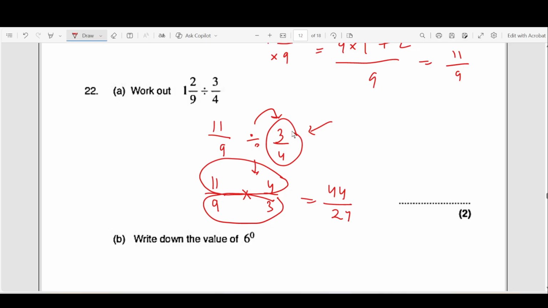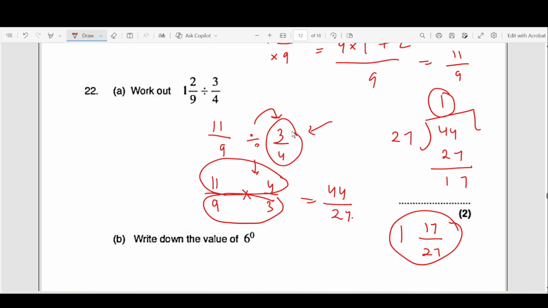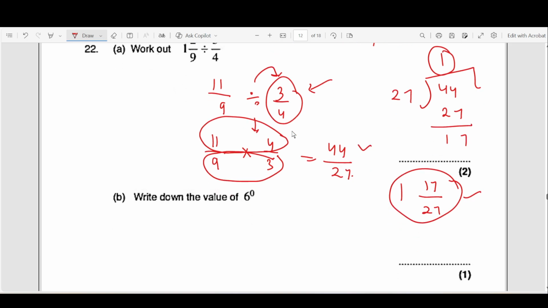We can write it as a mixed number. If we divide 44 by 27, 27 times 1 is 27. If we subtract, we get 44 minus 27, which is 17. So this is the whole number, one whole. The denominator remains the same, 27, and the remainder goes up. 1 whole 17 over 27. This is correct. This is also correct.